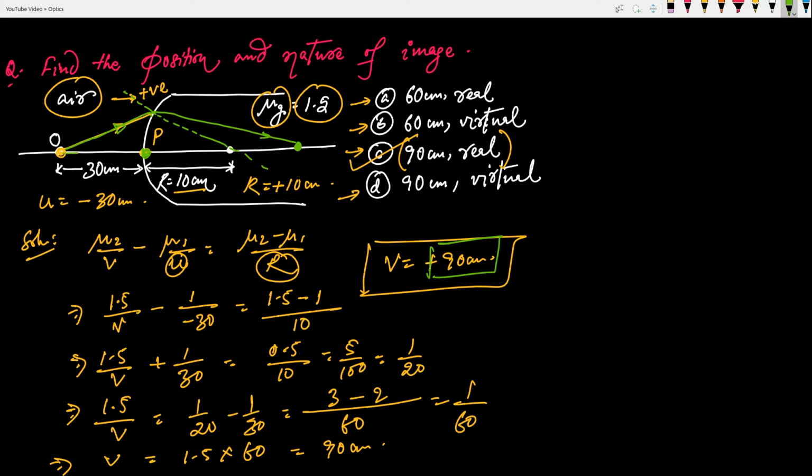Okay, and this is our second ray that is along the principal axis, and we can see that the image that is produced is due to actual intersection of the rays. Therefore we can say that the image produced is real.